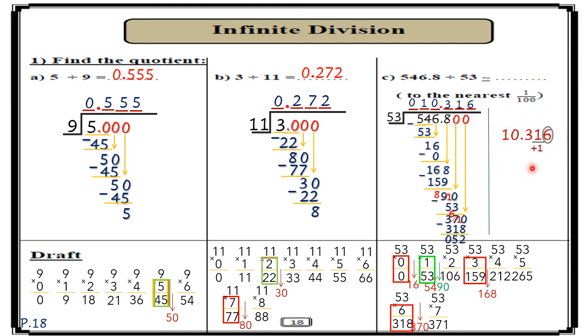Don't write the final answer up here. No, wait, approximate it first. So that means underline what? Underline 1 and circle 6. 6 is strong, so add 1 to the underlined 1. 6 will be 0, 1 plus 1 equals 2. The 3 keep as it is. Decimal point, 10 as it is. And the final answer is 10.32. And this is the final answer.